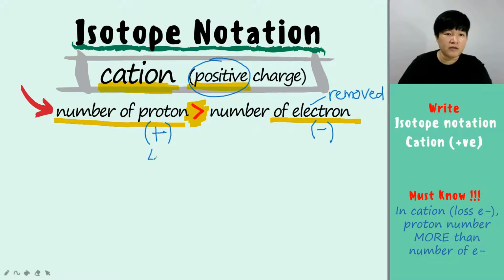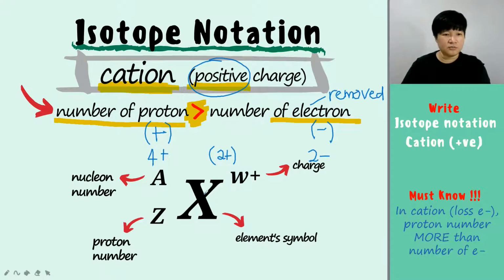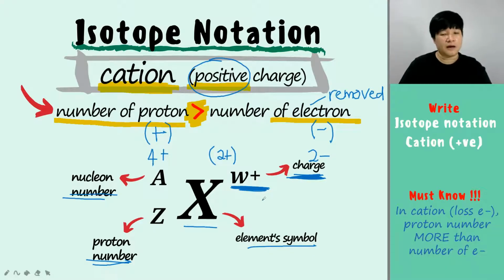If my protons right now are 4 positive, my electrons are 2 negative. Therefore, the charge will be 2 positive. Simple. The difference between the protons and electrons will equal the charge. And the general isotope notation will look something like this. You still have your element symbol, your proton number on the left bottom, nucleon number on the left upper, and you have the charge. What makes it different from the neutral is you have your charge on the right upper.